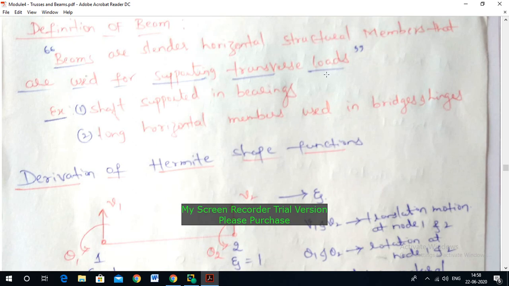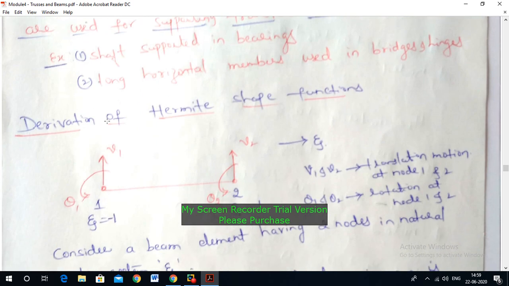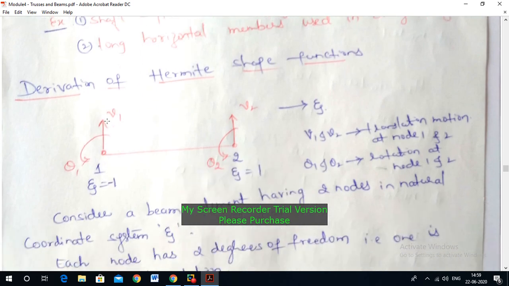The best examples for a beam: our first example is a shaft supported in bearings, and the second one is long horizontal members used in bridges and hinges. These two are the best examples for beams. First I will derive an expression for the Hermite shape function. From the examination point of view, this derivation is very important, and it was repeatedly asked in previous examination question papers.